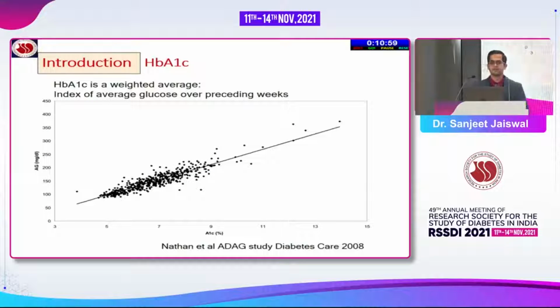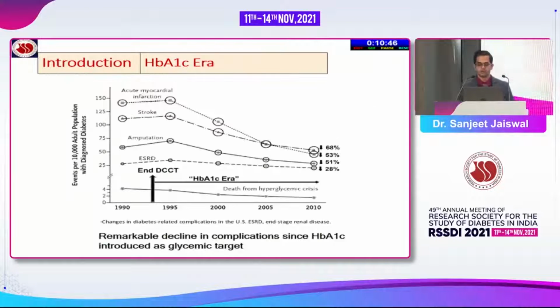So HbA1c is the weighted average of the past 3 months, and it can be reported as an average glucose depending on the percentage of HbA1c, as shown by Nathan et al. So in the HbA1c era, that is the last 28 years, by reducing the percentage of HbA1c, there has been a remarkable decline in the risk of complications, as has been shown in the DCCT trial and followed by the ADDICT trial.